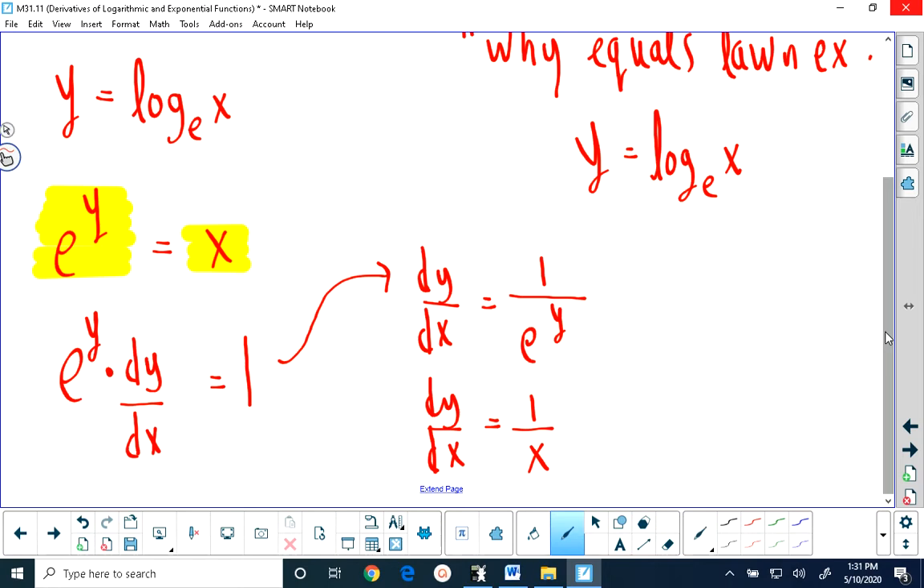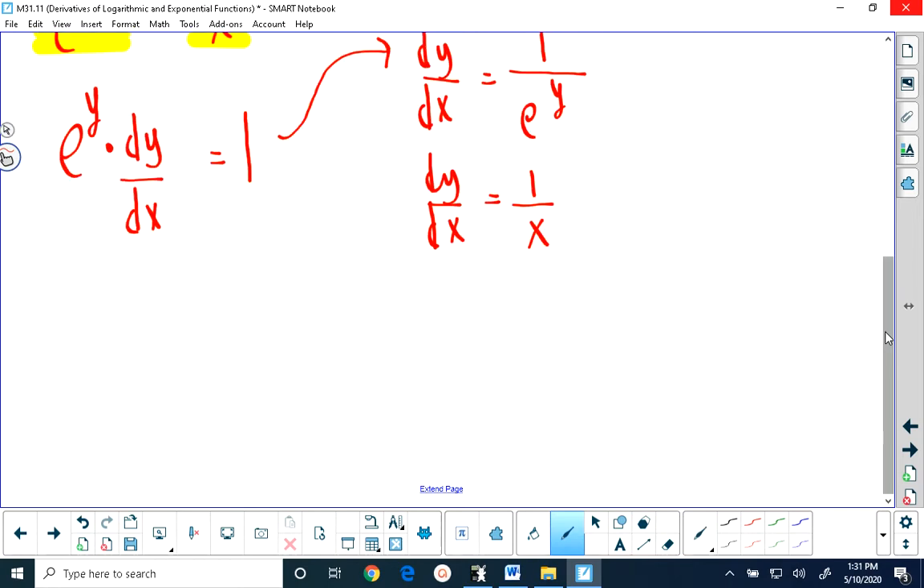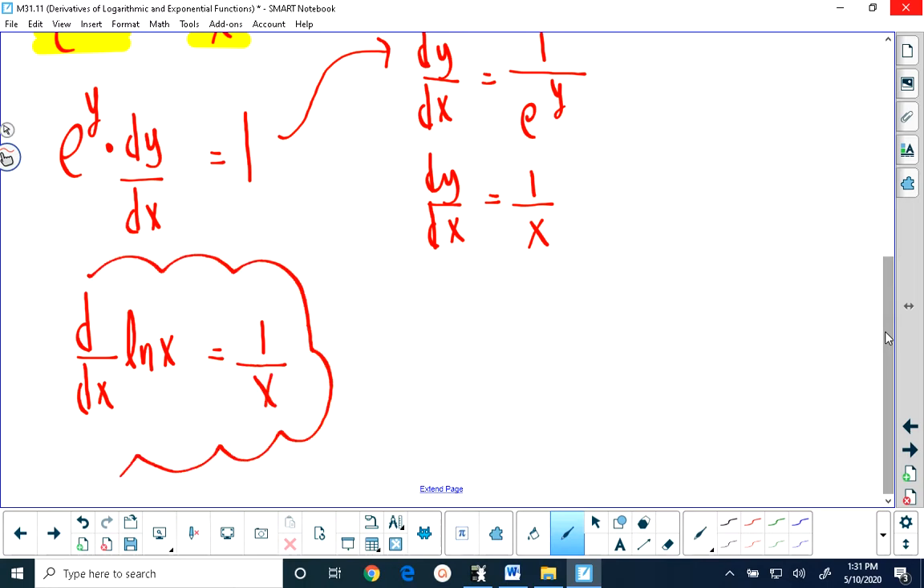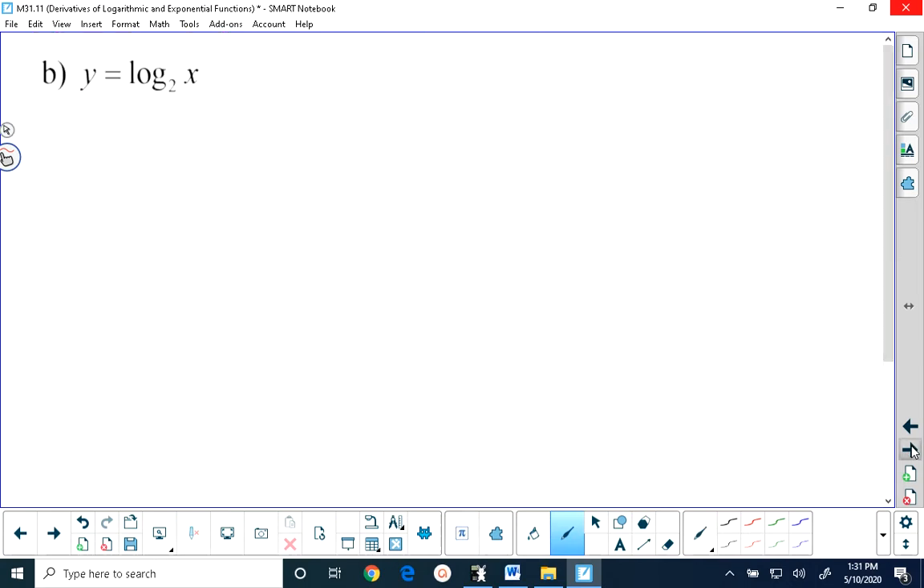So what have we learned in this warm-up? In warm-up A, we have learned that the derivative with respect to x of the natural logarithm of x is 1 over x. So from now on, whenever you have to differentiate the natural logarithm of x, you know it equals 1 over x. Let's take a look at the second part to the warm-up.